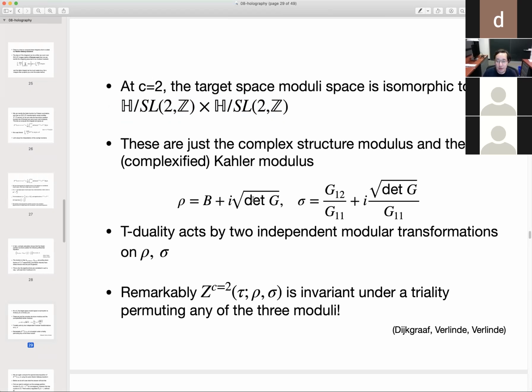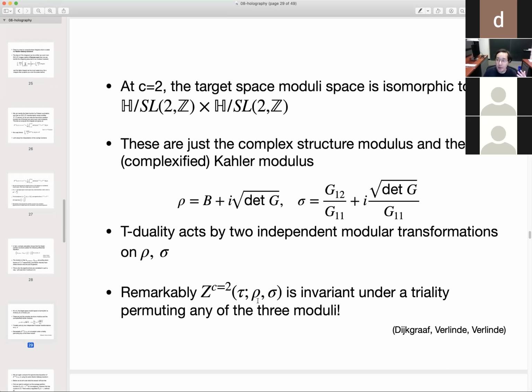So if you take the metric, you can write these coordinates rho and sigma here, and T-duality acts by 2 independent modular transformations on this rho and sigma. This was first discovered, I think, by Dijkgraaf, Verlinde, and Verlinde. So the partition function at c equals 2 will depend on 3 parameters: the modular parameter tau and two target space parameters rho and sigma that each have an SL2Z action acting on them. The SL2Z is very different. This is the modular invariance, and these 2 SL2Zs are the T-duality.